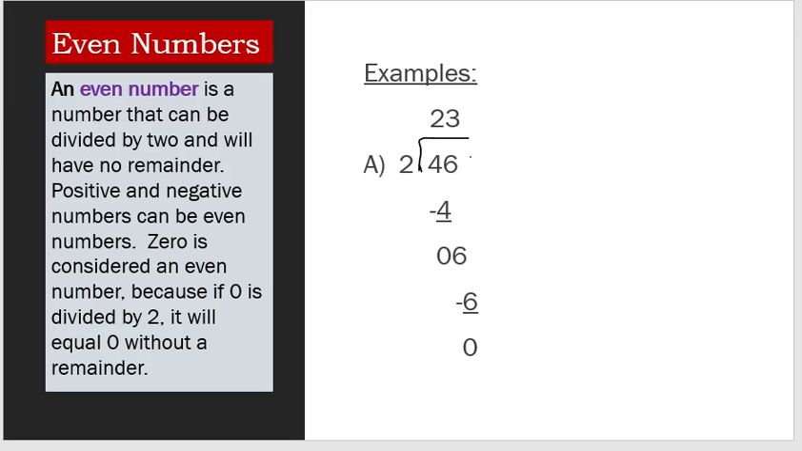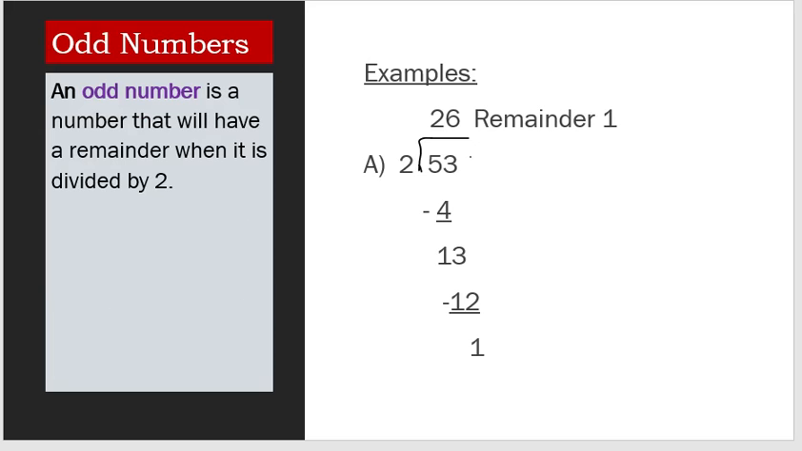Even numbers. An even number is a number that can be divided by 2 and will have no remainder. Positive and negative numbers can be even numbers. 0 is considered an even number because if 0 is divided by 2, it will equal 0 without a remainder. The example shows 46 being divided by 2, which is 23 as the answer. As you can see, 0 is the remainder, but the remainder has to be 0. It can't be any other number.